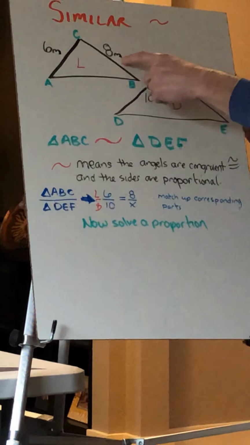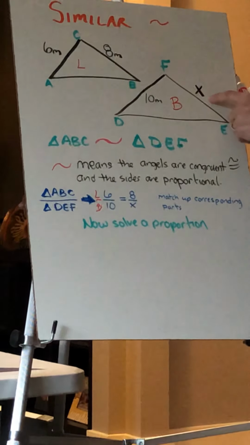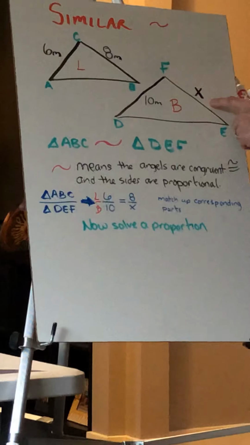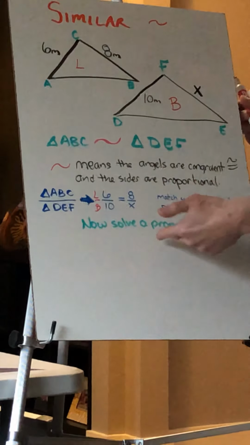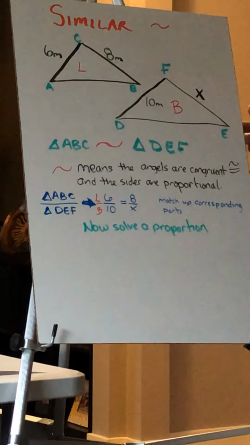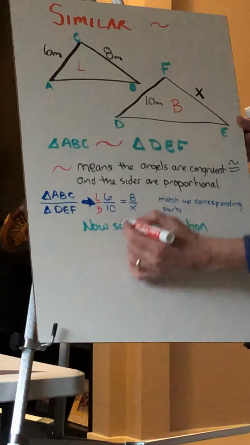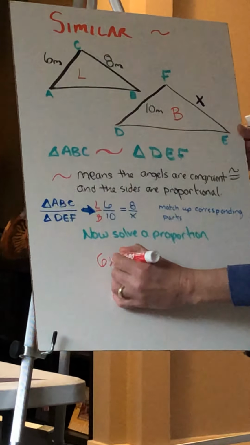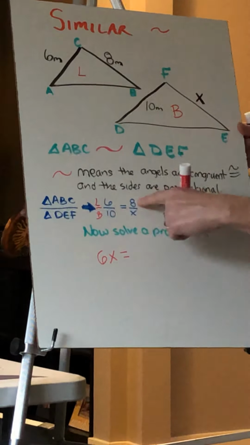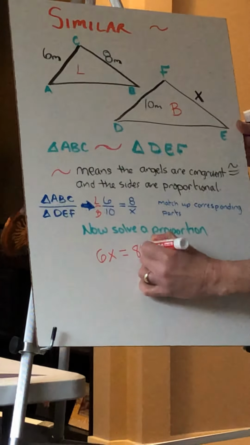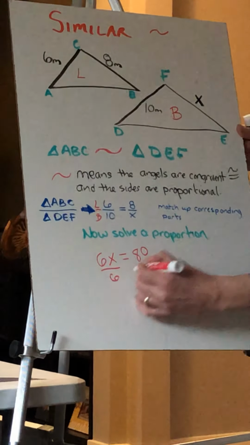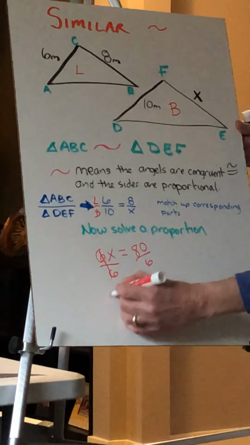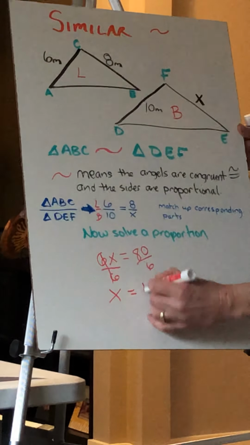Then I take this number 8, and it corresponds hat to hat, nose to nose, with this one, 8 over x. And now you know how to solve a proportion. You cross multiply and divide. So I'm going to go 6 times x, and that equals 8 times 10. And then you divide by the 6 to get the variable x all by itself.